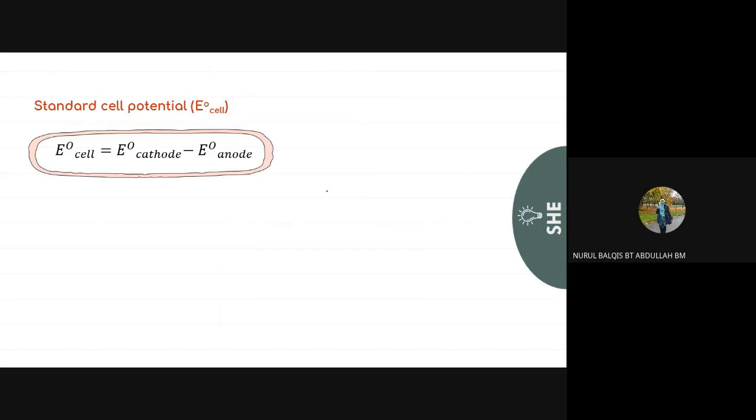Only this formula, tolong pegang pada formula ni walaupun dalam notes awak ada lebih pada satu formula. Saya tak nak awak guna yang oxidation reduction tu. Saya nak awak guna cathode dengan anode itu saja. Okay? E naught cell equal to E naught cathode minus E naught anode. This E naught cell is standard cell potential. The cell potential comes from Voltaic cell and they happen at standard conditions of 298 Kelvin, 1 atm and 1 molar of solution.